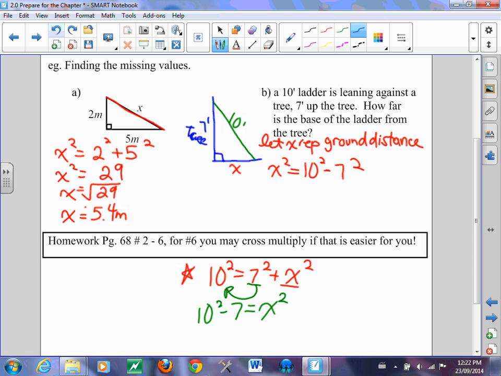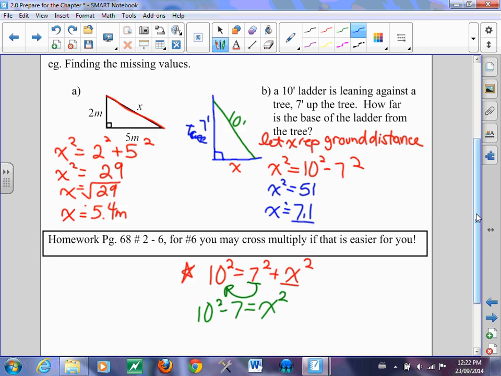All right, keep working here, guys. So let's plug it in our calculator. 10 squared minus 7 squared. Plug in your calculator, and you should get 51. Okay, and then don't forget to take the square root. So x equals 7.1 rounded. And what do we got to be careful with here, folks? This is an imperial question, which means it's dealt with feet. And what do we notice about this answer? You cannot have decimals. So just write that down here.